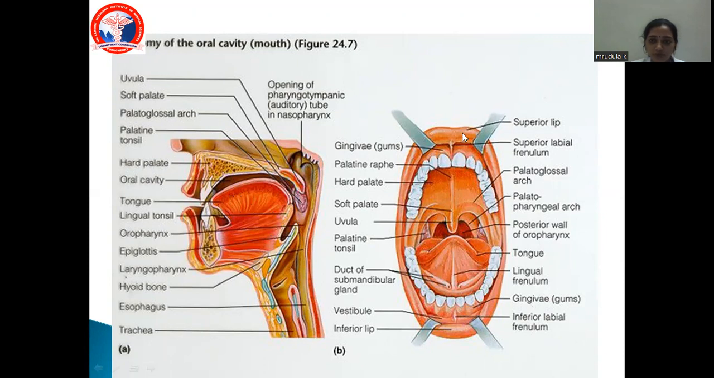This shows the upper lip, the gingivae, and this is the hard palate with the midline palatine raphe, soft palate, anterior tonsillar pillars, the palatine tonsil, the tongue, the base of the tongue. This is the inferior surface of the tongue and floor of the mouth, which shows the opening of the submandibular gland, and these are the lower gingivae. This is a vestibule and inferior lip.